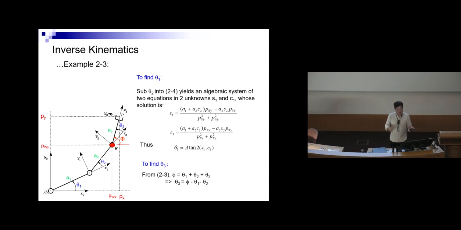So you find your theta 2, you find your theta 1, and then finally your theta 3. To determine theta 3 is straightforward after you know theta 1 and theta 2. The phi is essentially your theta 1 plus theta 2 plus theta 3. So you can derive your theta 3.